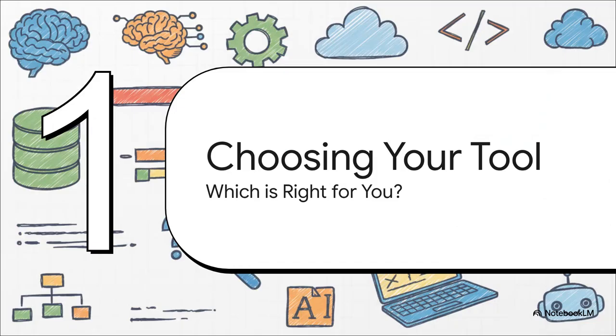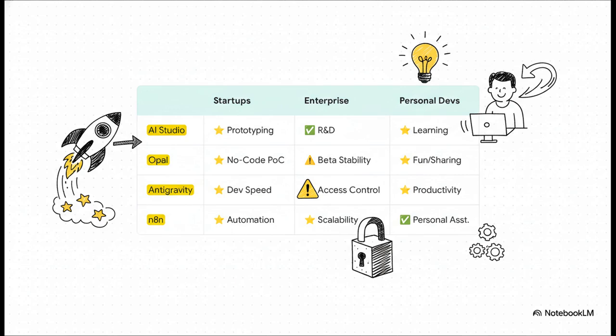So after that whole journey, we come back to the main question. You've seen the tools, but which one should you start with? Let's break it down. This little matrix should help you pick your entry point. If you're a startup, speed is everything, right? So AI Studio, Opal, and Antigravity are all top picks. For big enterprises, security and scale are key, which makes N8N a clear winner, though you might want to be cautious with beta tools like Opal.